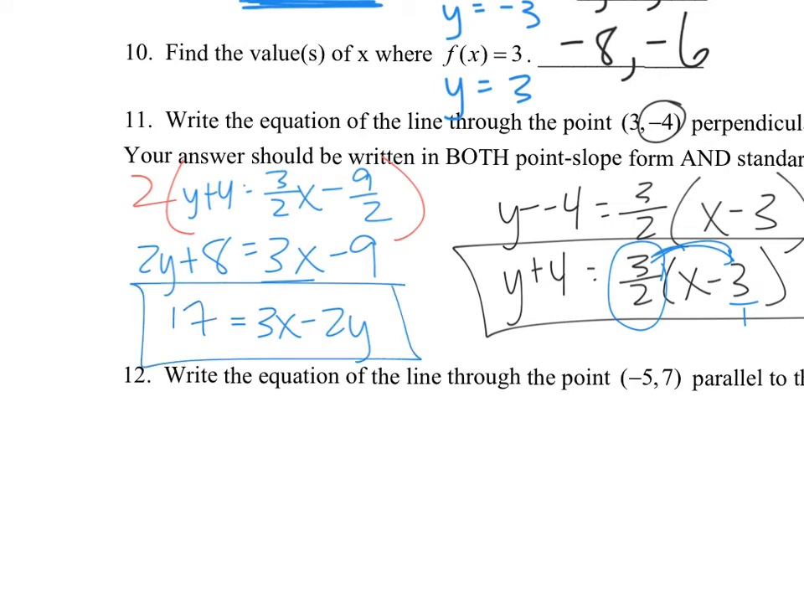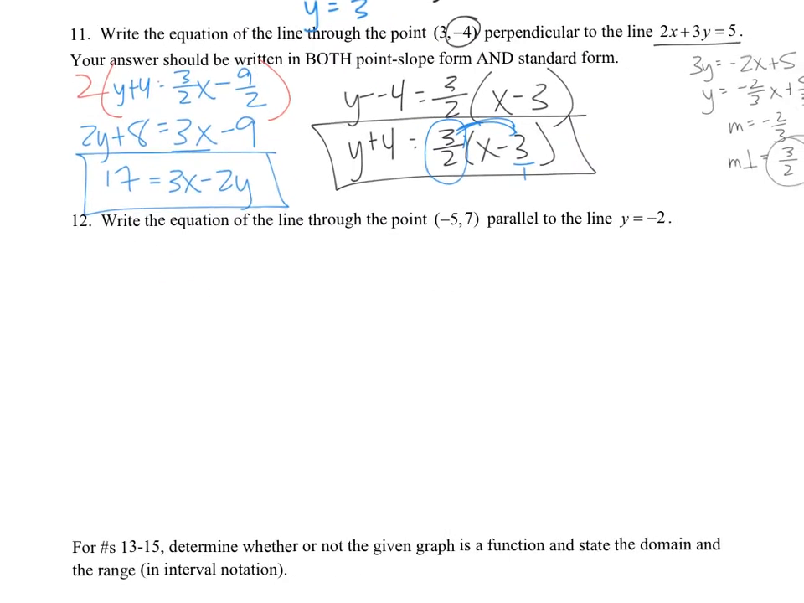There is my standard form, you guys. 3 things for standard form. Number 1, x and y on the same side, the number on the other. Number 2, no fractions. Number 3, x has to be positive. 3 things for standard form. That is how you work through number 11.